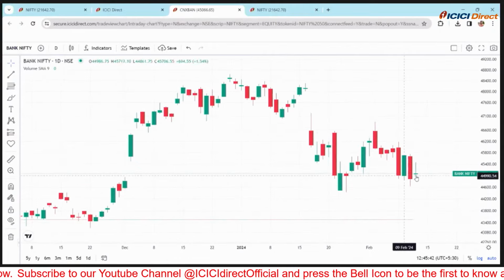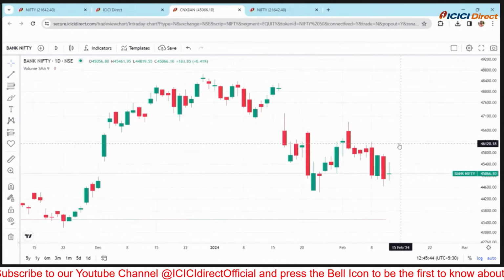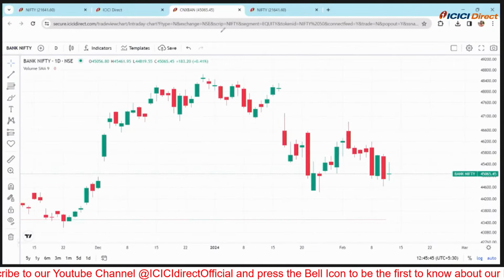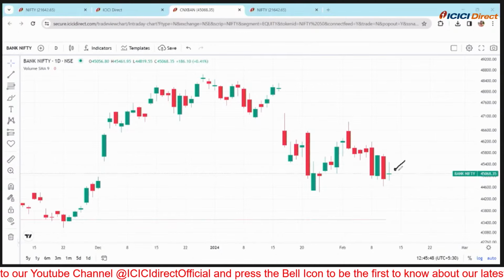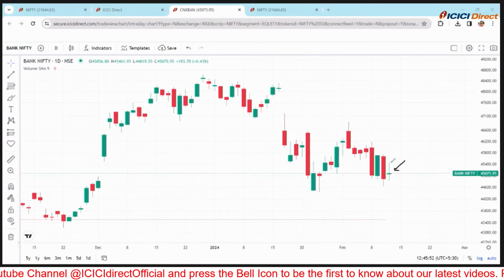Okay. Today, if you see, we are almost forming a doji. Today's pattern in Bank Nifty is clearly a doji. We are trading near the open price only, and we are seeing upper and lower shadows made. But the pattern will close at 3:30, so we need to see that.